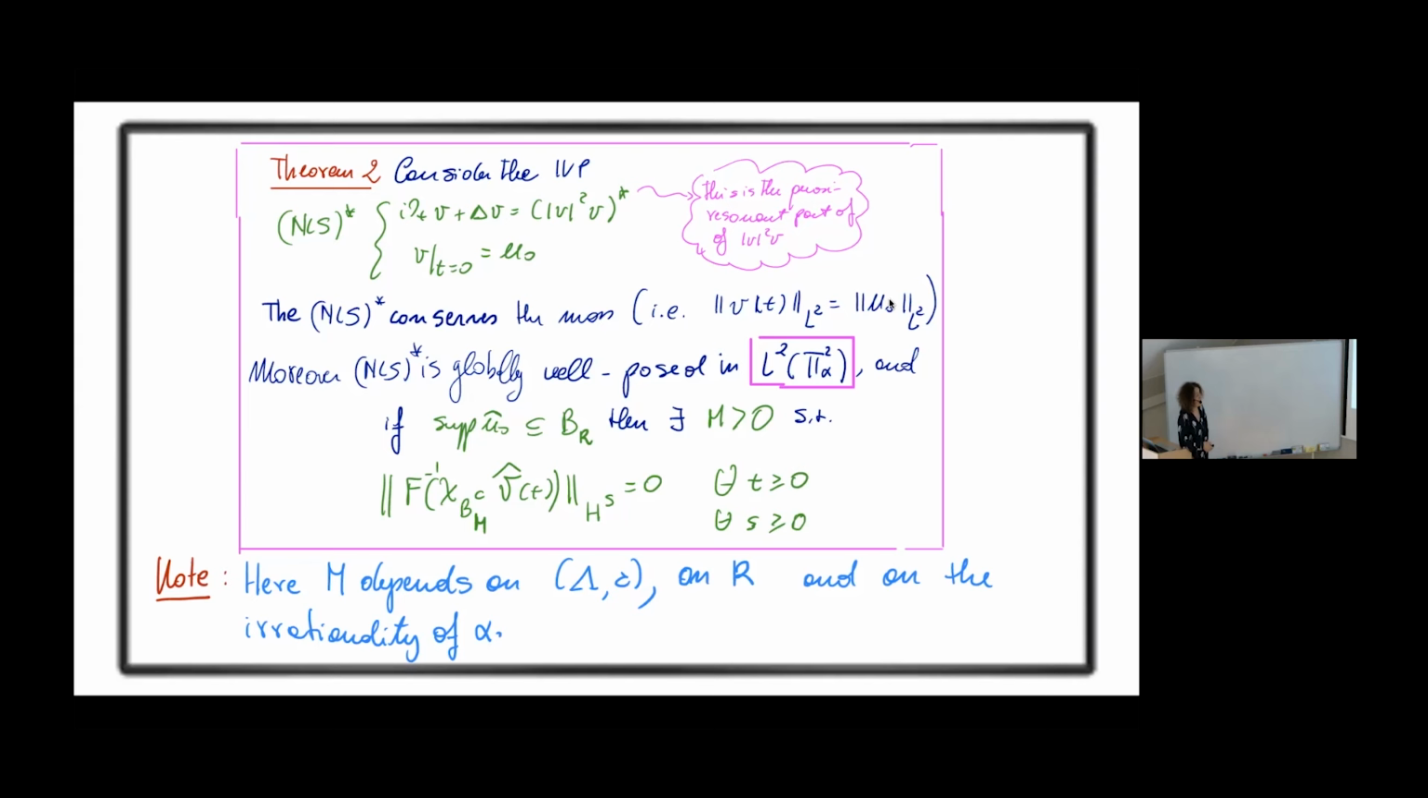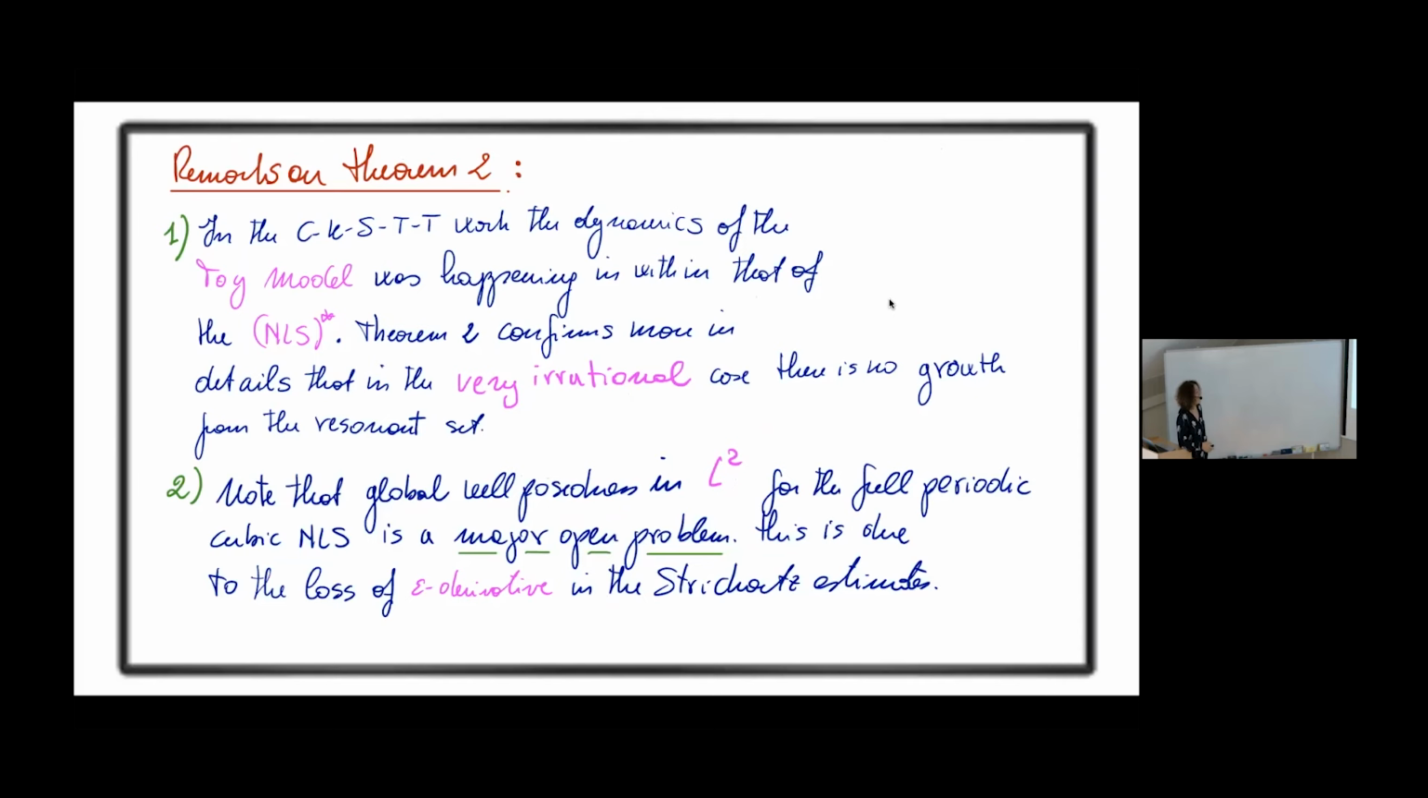Basically this tells you that if you start with initial data in a ball of radius R, then you actually stay inside a ball of radius M. That's what it says. This just tells you that the H^s norm of the evolution outside a larger ball is going to be 0. And all of this will depend just on lambda, tau, and R. So let me make a couple of remarks.